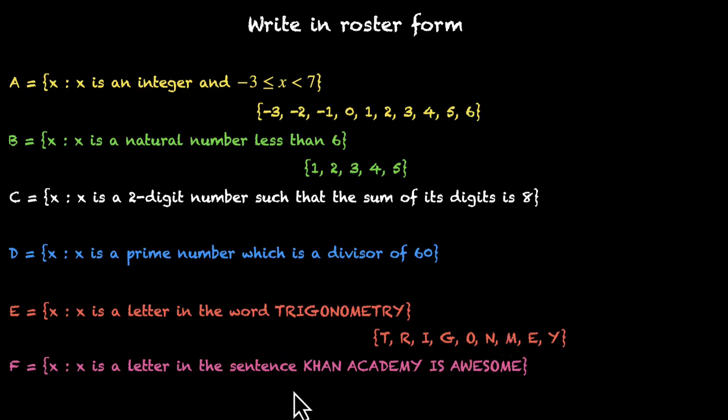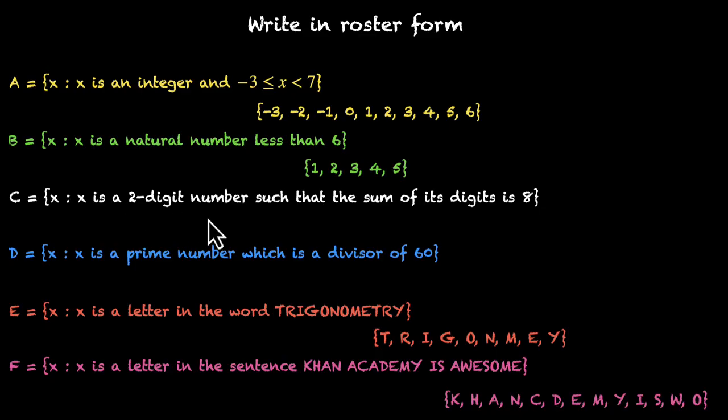X is a letter in the sentence Khan Academy is awesome. So K, H, A, N, A is covered, C, A is covered, D, E, M, Y, I, S, A is covered, W, E is covered, S, and then O, and then M is covered, E is covered. Okay, this is what we have. Khan Academy is awesome. Now let's look at the math ones.